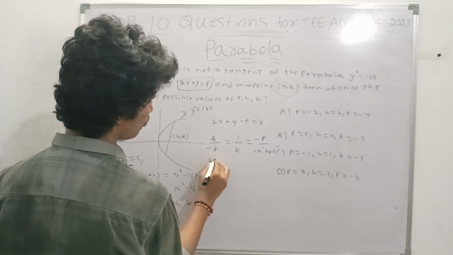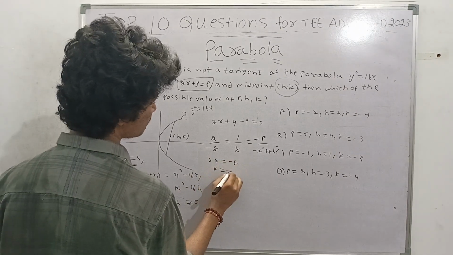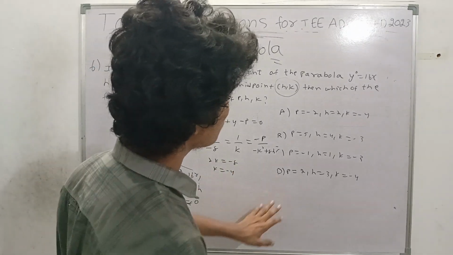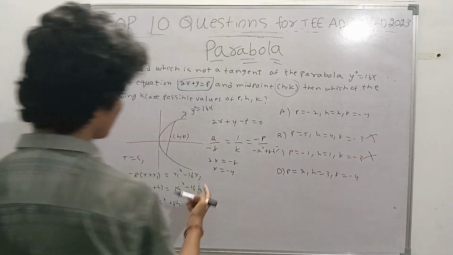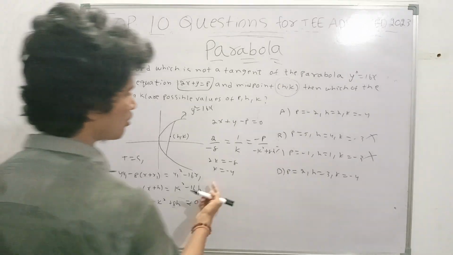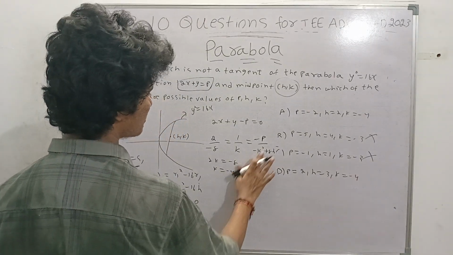Now what is k? 2k equal to minus 8, k equal to minus 4. Where is k equal to minus 4? Here it is k equal to minus 4, but these two options are wrong. So option A or option D, k equal to minus 4. Now when k equal to minus 4, k square is 16.